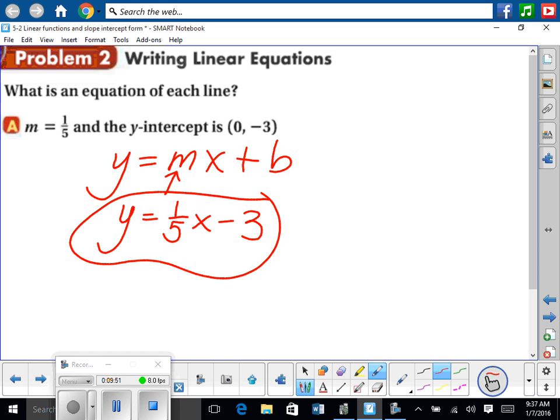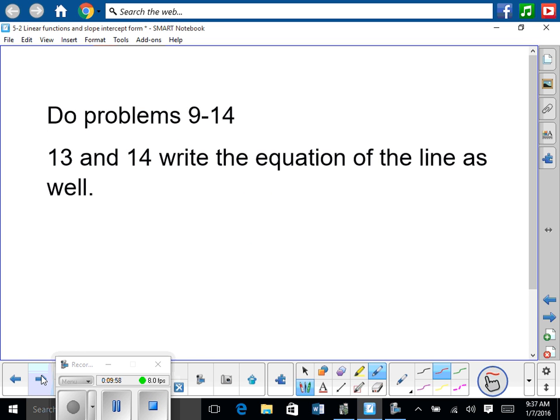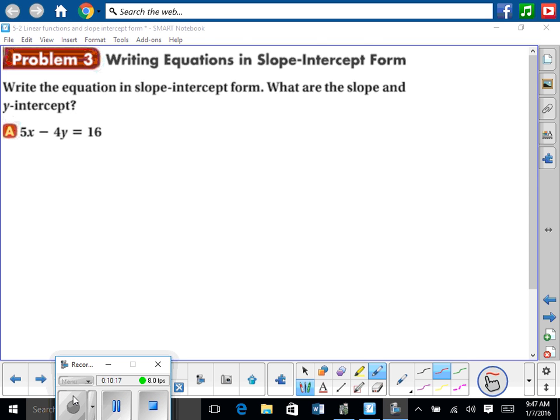Pretty easy, right? Questions? Okay. So also do 9 through 14. Work hard. And with 13 and 14, I need you to write the equation of the line as well. So you're going up through the whole front page right now. And on 13 and 14, I need you to go as far as to write the equation of the line. Ready, set, go. Okay? So please be with me on these so that you are good to go.